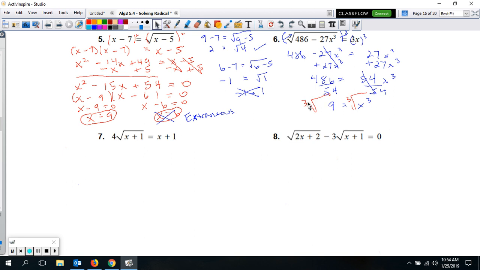Now the cube root of 9 is not a perfect cube. So that means we're just going to have to leave our answer as the cube root of 9. That is our answer on this one. And I'm not going to bother checking it. That is the correct answer.